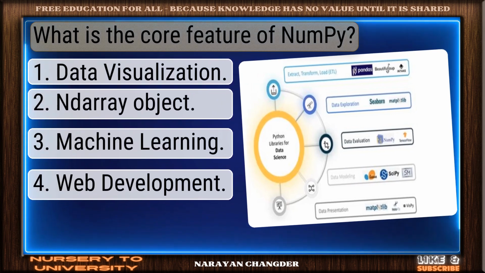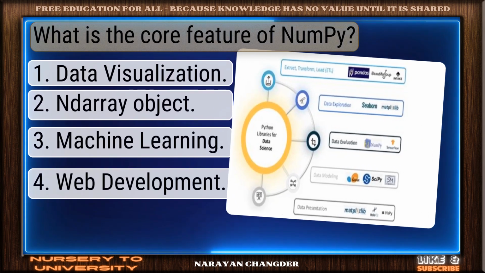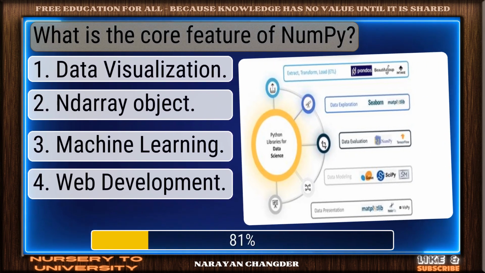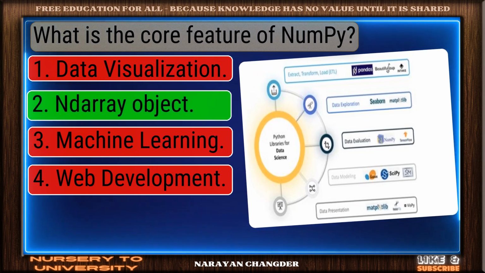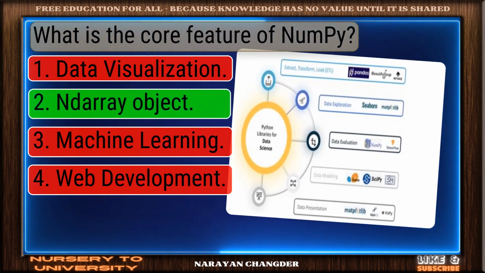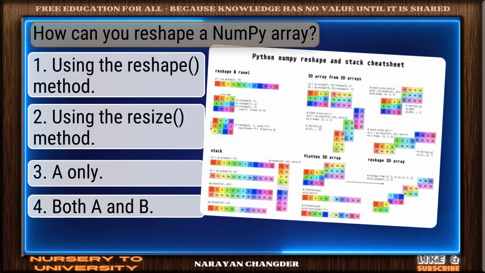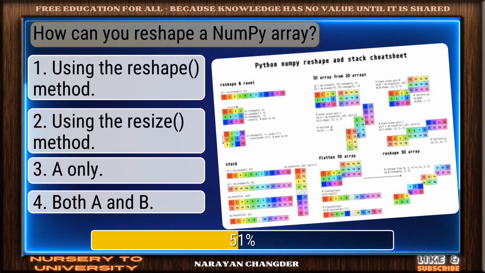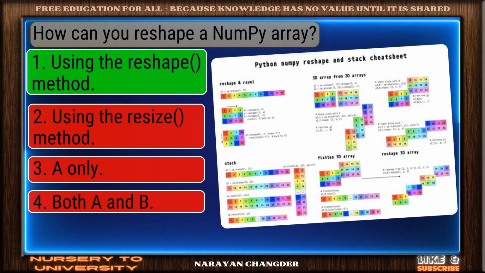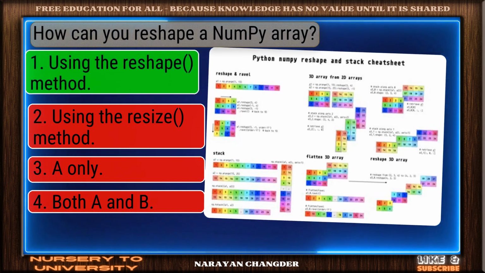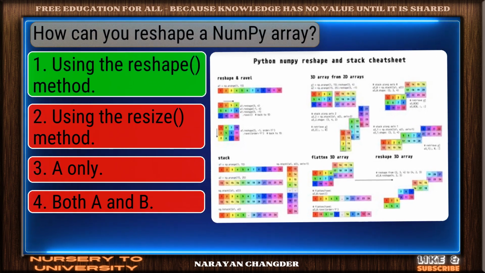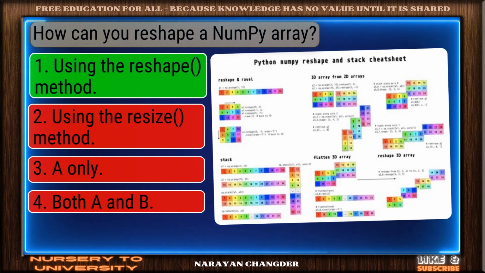Question number 57. What is the core feature of Numpy? Good thinking. Ndarray object is the right answer. Question number 58. How can you reshape a Numpy array? Nice selection. Using the reshape method is the correct and valid answer.